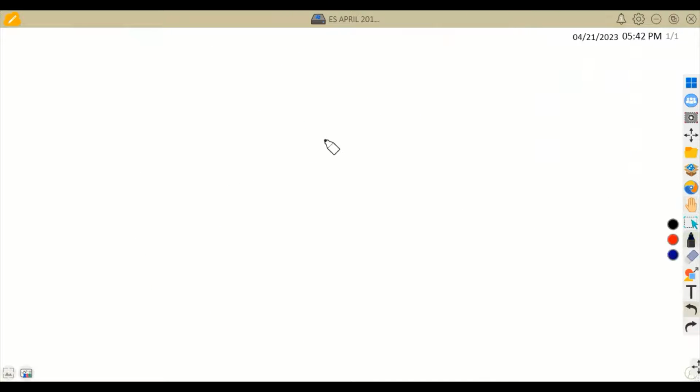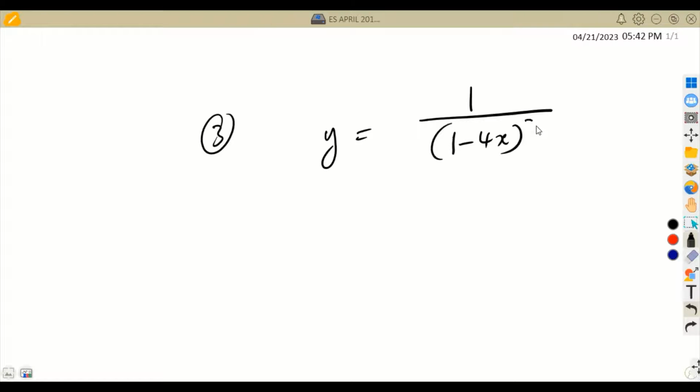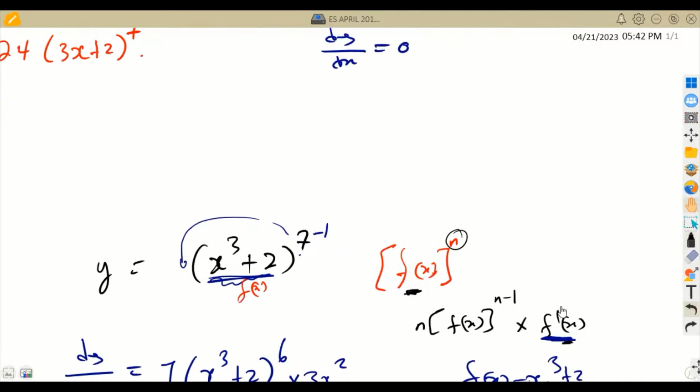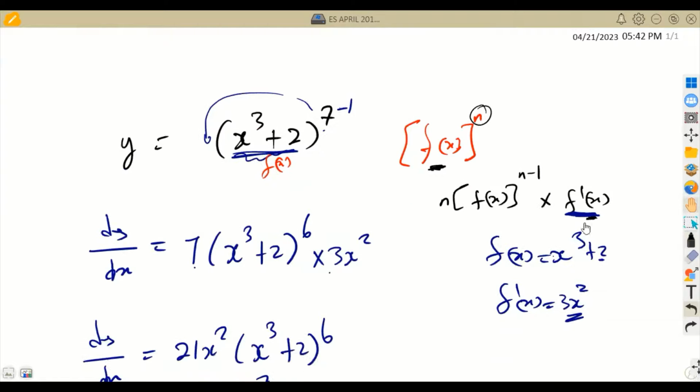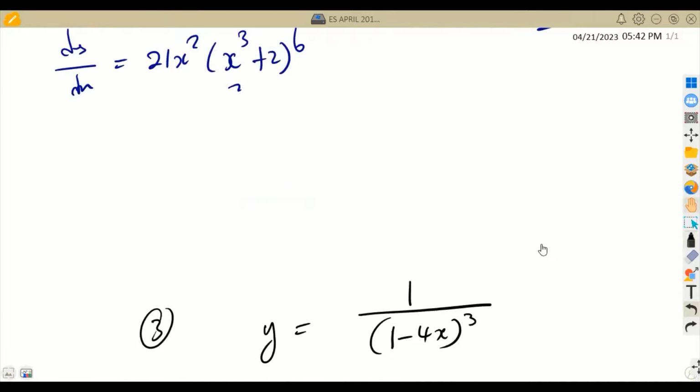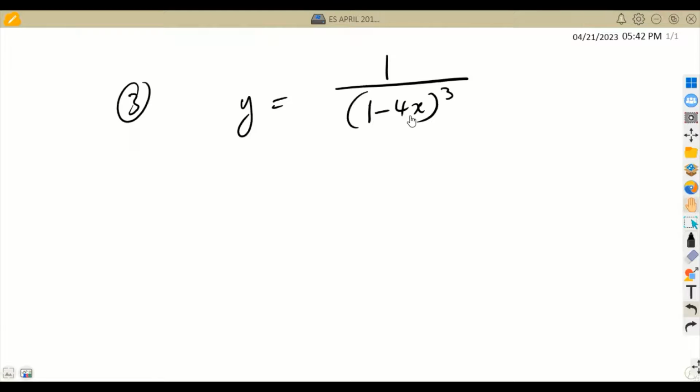Why? Let's say we are given y equivalent to 1 over 1 minus 4x to the exponent of 3, like this. I'm not worried about the format that I'm given. If I understand this derivative, that we are going to have the first derivative of f of x multiplied, if I understand this concept, I'm not even worried about the format of what I'm having inside.